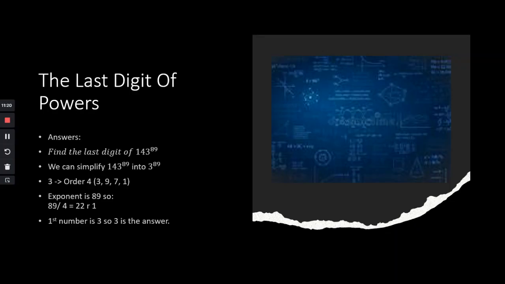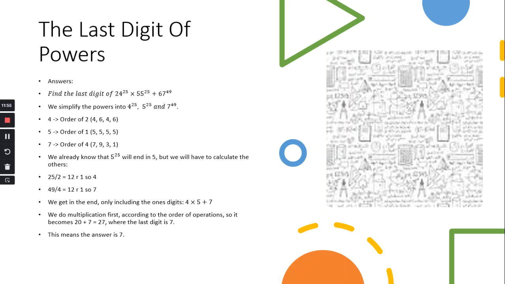Let's see for the next one. So find the last digit of 143 to the power of 89. We can simplify 143 into 3. So 3 has order 4, which is 3, 9, 7, 1. So the exponent is 89, so we do 89 divided by 4, which is 22, remainder 1. The first number is 3, so 3 is the answer.